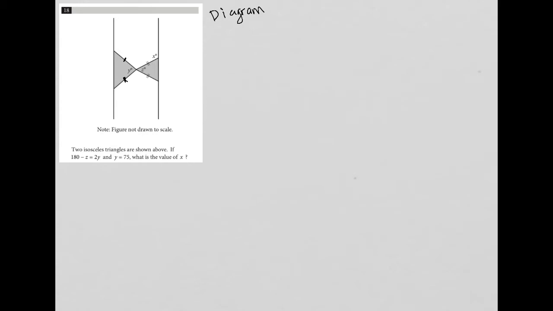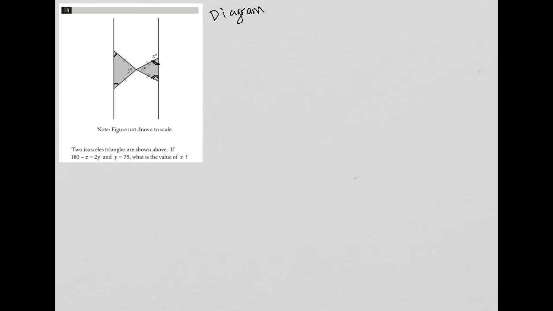So it says two isosceles triangles are shown above. So we see that just given the marks that are there. Actually, I would suggest having equal sides is not the only thing that we know about isosceles triangles. We also know that the angles here must be equal to each other. So it's good to just draw that in. So what else do we know?